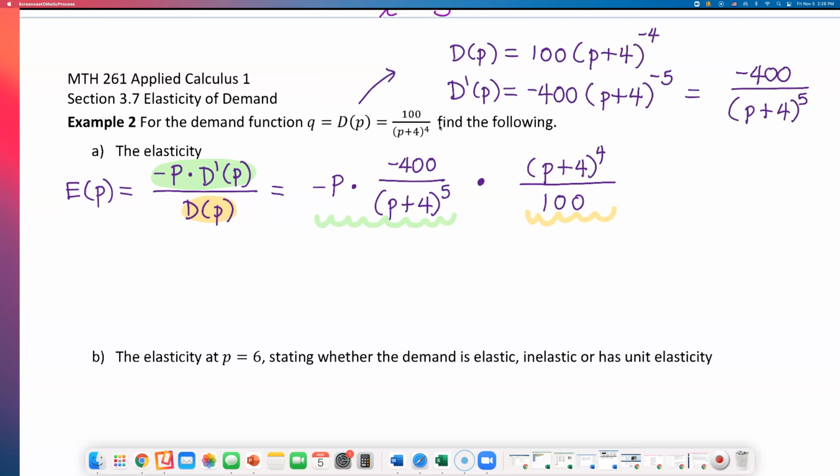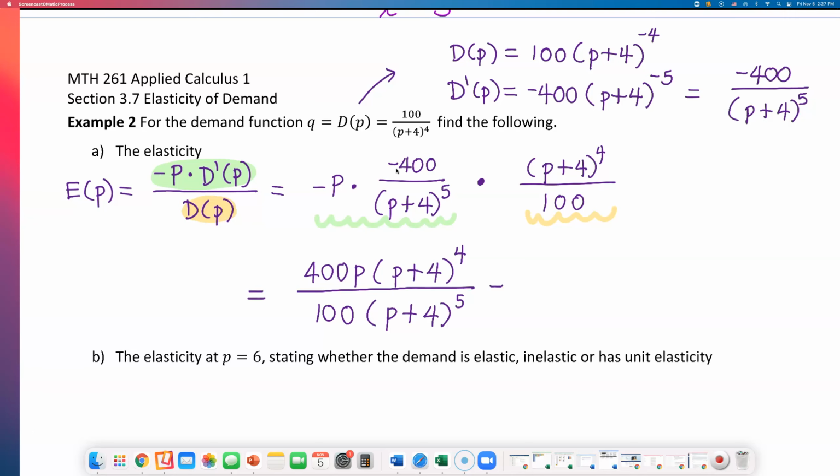Okay, let me simplify this then. On top of the fraction, all of these are going to be on top, right? 400P times (P plus 4) to the 4th power. And it became positive because we're doing negative times negative. And in the bottom of the fraction, let me put these two next to each other. 100 first, and then I have (P plus 4) to the 5th power.